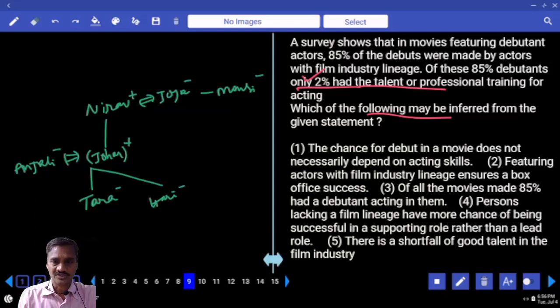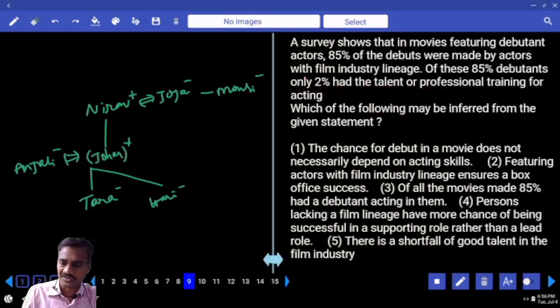Now it is based on critical reasoning. A survey shows that in movies featuring debutant actors, 85% of the debutants were made by actors with film industry lineage. Now how many percentage?